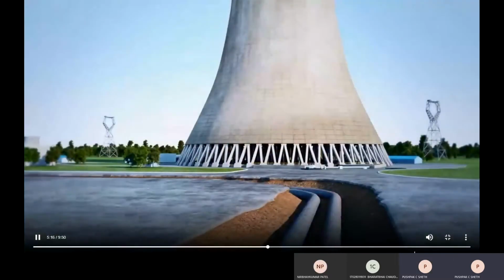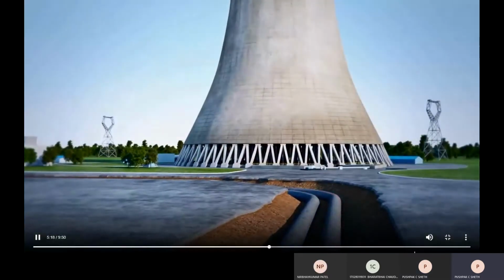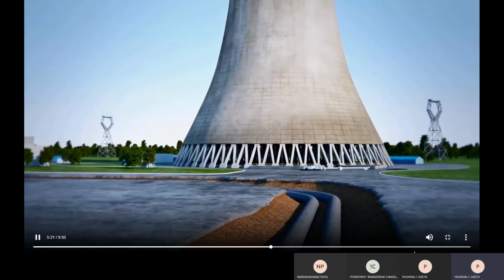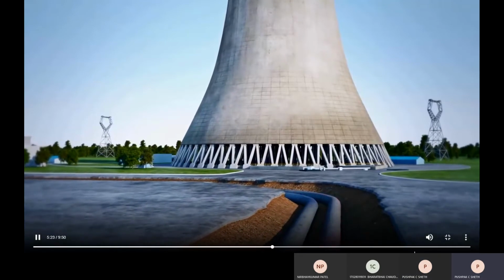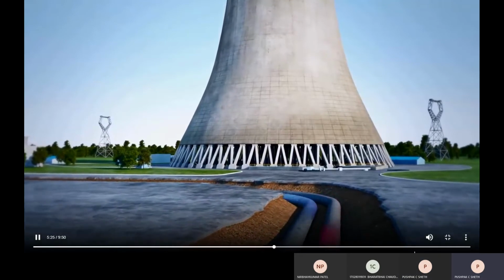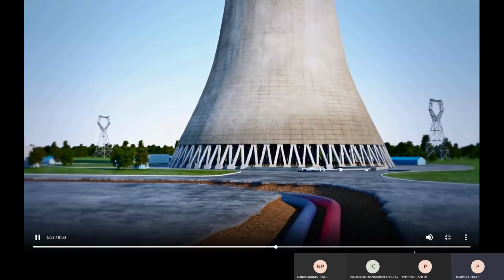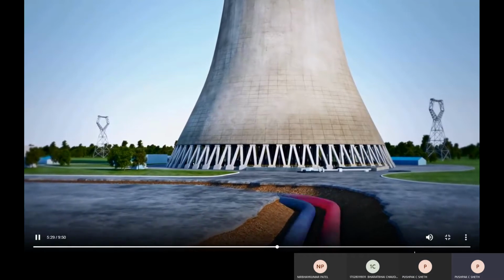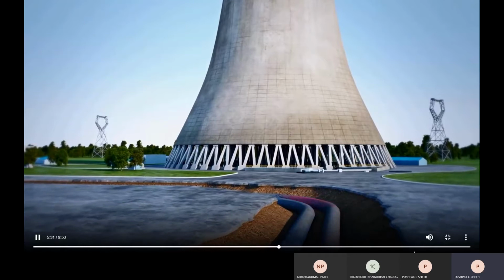Let's take a closer look at the circulating water the plant uses, starting at the cooling tower. Cool water is pumped from the cooling tower basin through large pipes to the condenser to absorb most of the heat from the turbine exhaust steam, leaving us with warmer water that must be cooled.